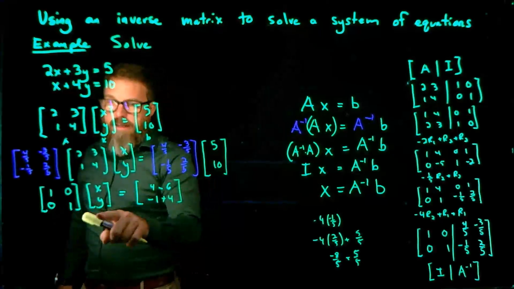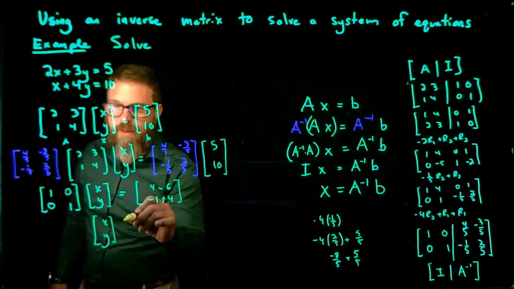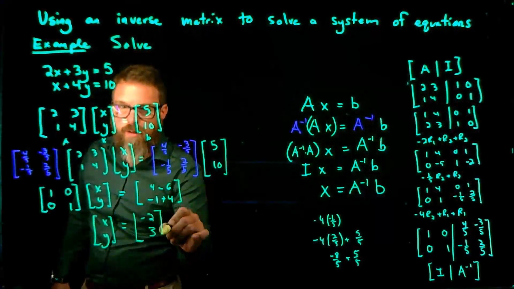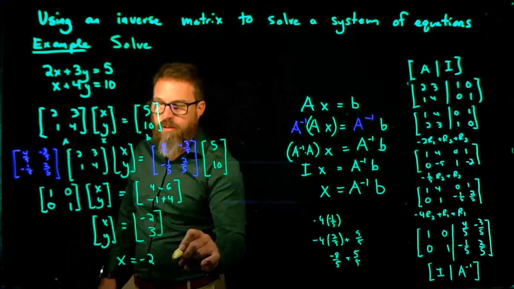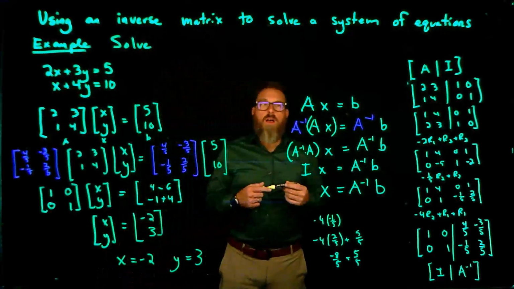Okay, now identity times x is just our x, our variable. And this is going to be equal to minus 2, and this will be equal to 3. So kind of verifying that we found the solution that x is going to be equal to minus 2, and then y is going to be equal to 3. And we did that through finding the inverse.